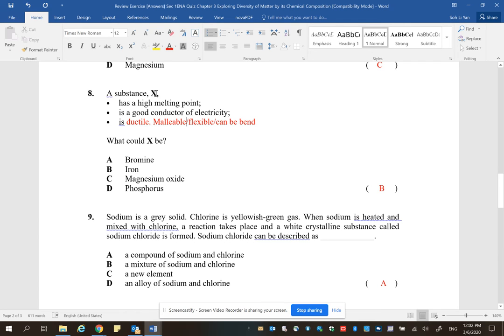So what do you think X is? It should be a metal, because metal is a good conductor of electricity and can be bent. Remember in the lab we were hammering the copper. It's very strong as well. So X should be a metal. Please take down all these notes as I go through this video.